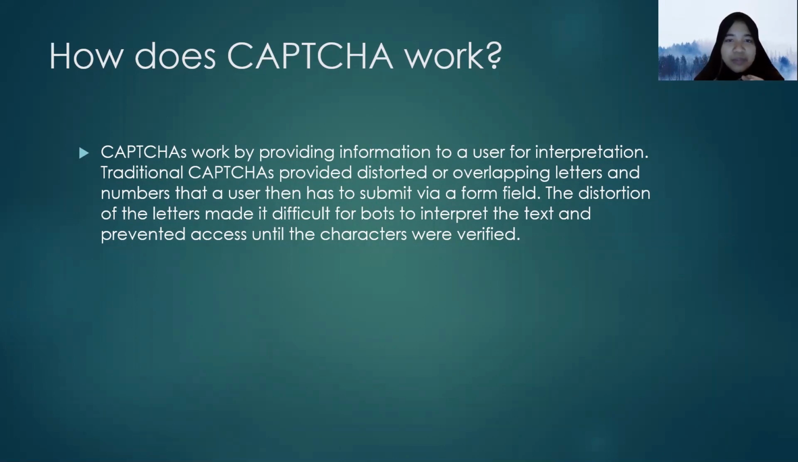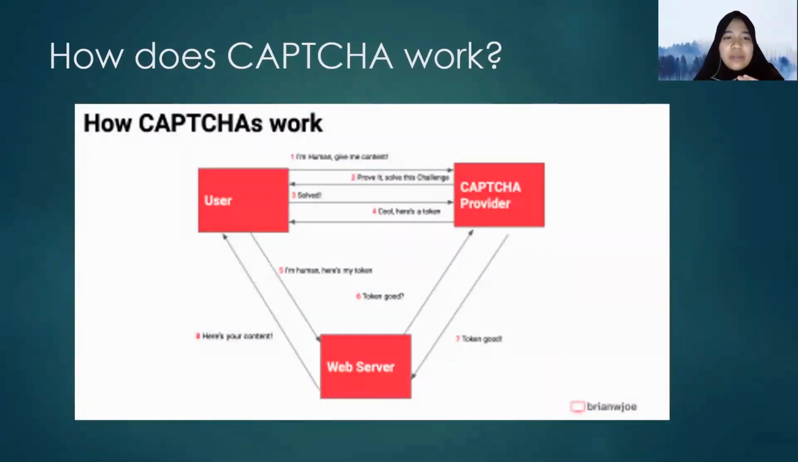Bismillah, my name is Putri Yasmina Rahma, and now I will continue to explain how CAPTCHAs work. The CAPTCHA works by providing information to the user for interpretation. Traditional CAPTCHAs provide distorted or overlapping letters and numbers that the user then has to submit via a form field. The distortion of the letters made it difficult for bots to interpret the text and prevented access until the characters were verified. For a clear visual of these procedures, this is a short diagram about how CAPTCHAs work.